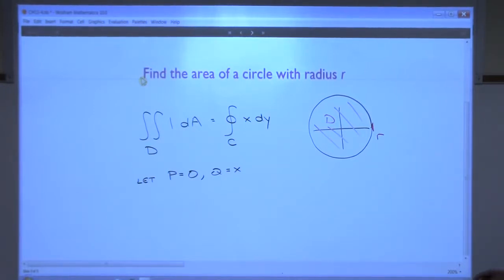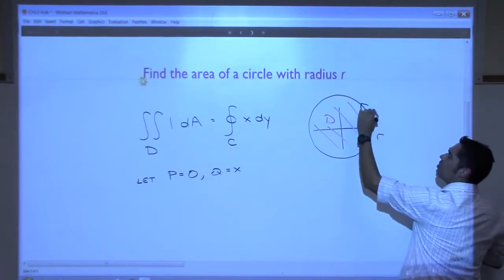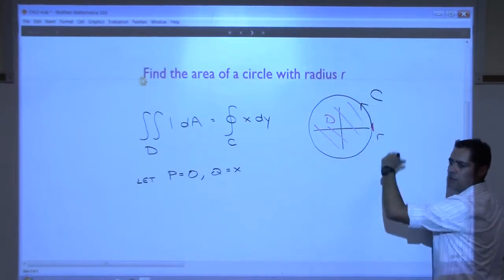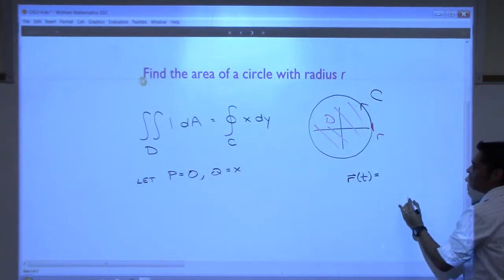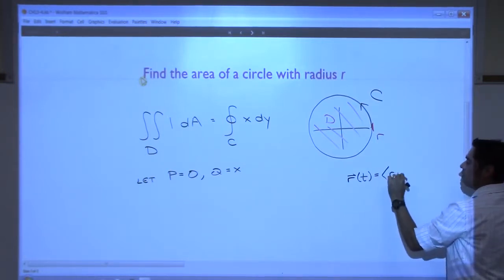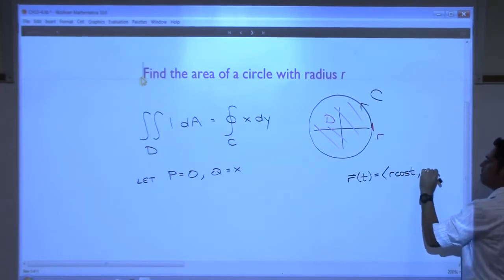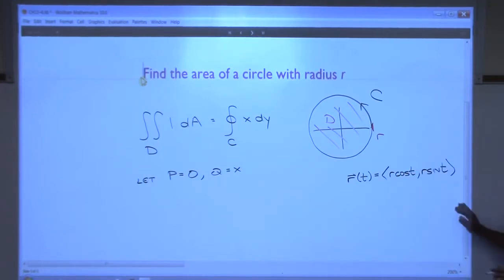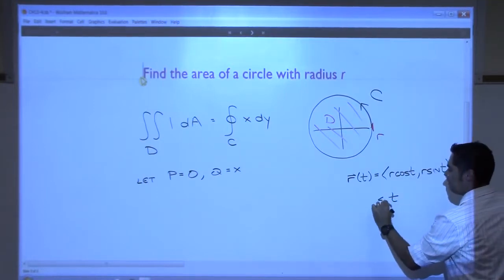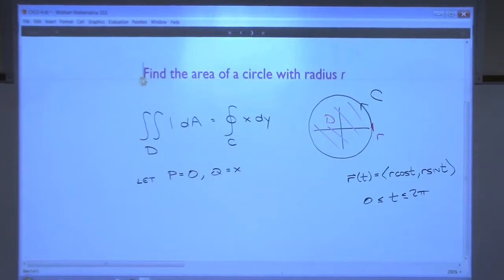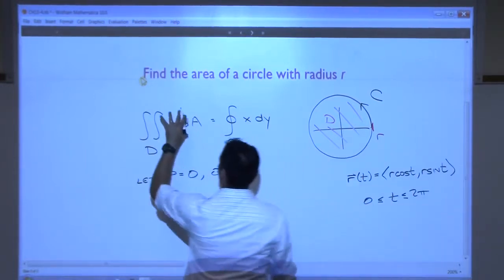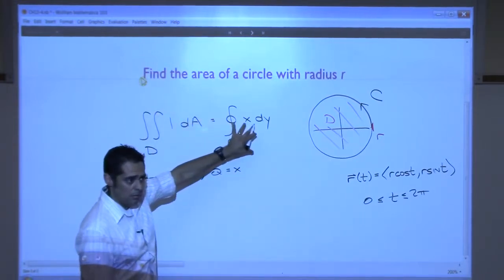So can you give me the parametric representation of this curve C? What's the parametric representation of it? R cosine t, r sine t. Do you agree? What's my restriction on t? 0 to pi, right? What I'm doing is I'm taking a double integral and I'm about to convert it to a line integral.